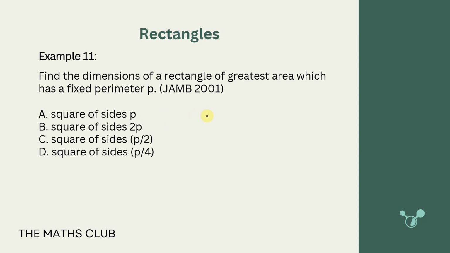how do we find the perimeter of a square? We say perimeter of a square is equal to 4a, right? So the perimeter is P, and then the side is a. I can find the side by dividing both sides by 4 and saying that each of the sides of the square is P over 4. So the answer is basically just D staring at us in our face.